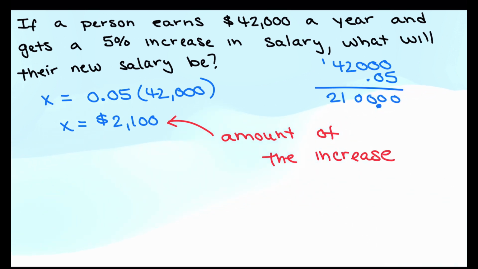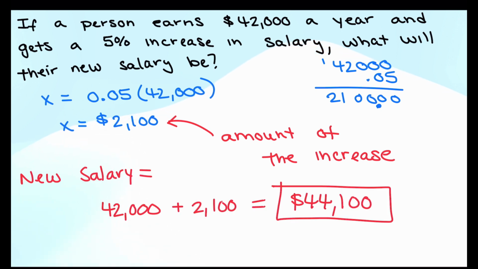We're not done with the problem. We have just figured out that 5% of 42,000 is $2,100. This is the amount of the increase. This means this person will get a $2,100 raise. So the amount of the new salary would be 42,000 plus 2,100, which is 44,100.